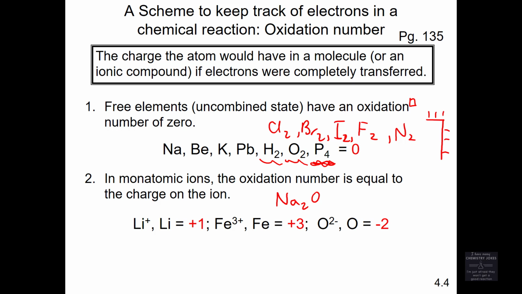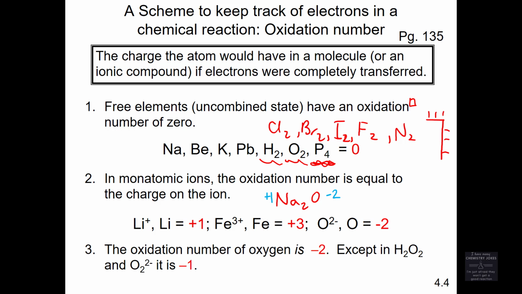The sodium in this ionic compound has a charge of +1. The oxygen in this compound has a charge of -2. So the oxidation number of sodium is +1. The oxidation number of oxygen is -2. Okay. The oxidation number of oxygen is always -2.